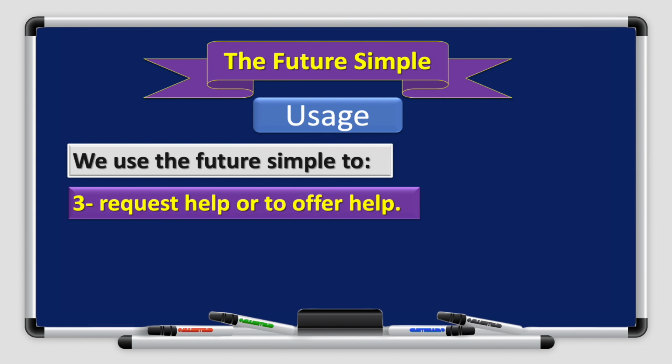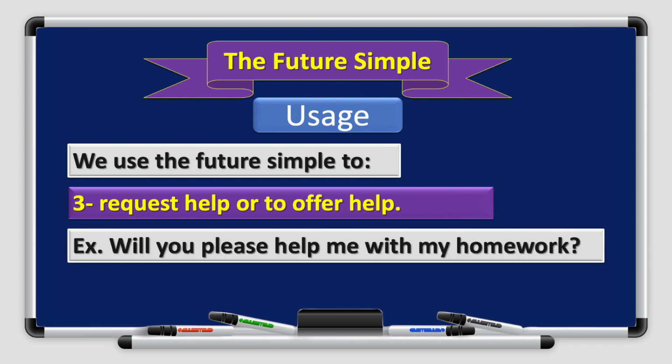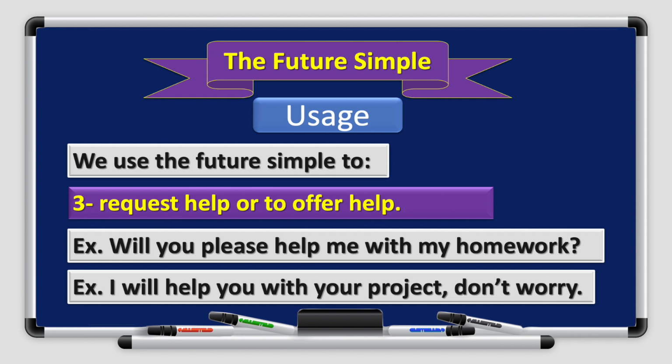We also use the future simple to request help or to offer help for someone. For example, will you please help me with my homework? I'm asking for help here. Another example would be, I will help you with your project. Don't worry. So you're offering help here.